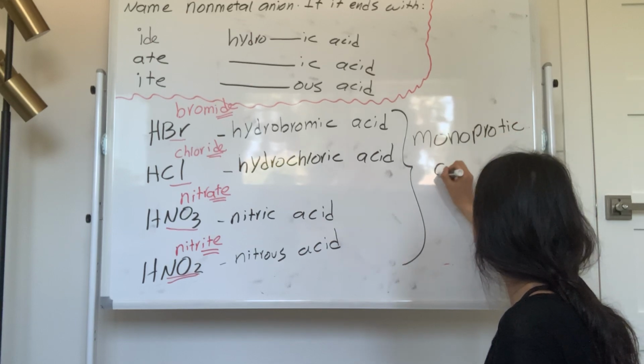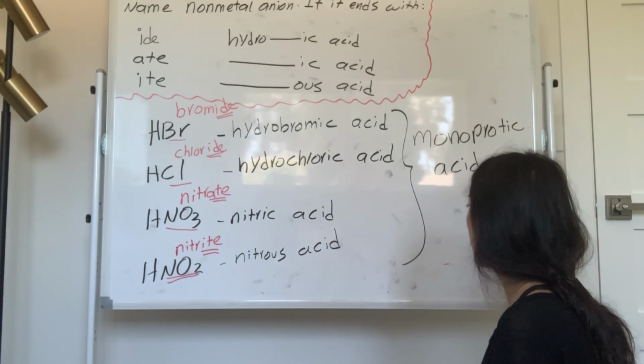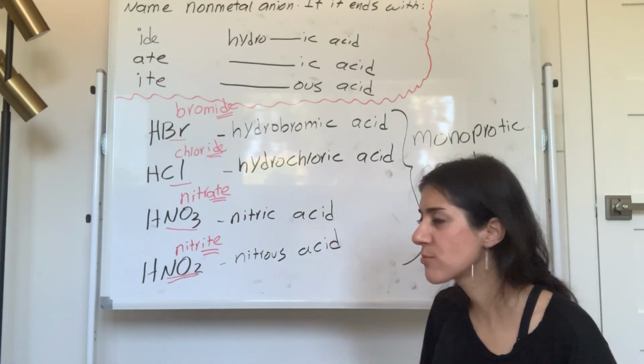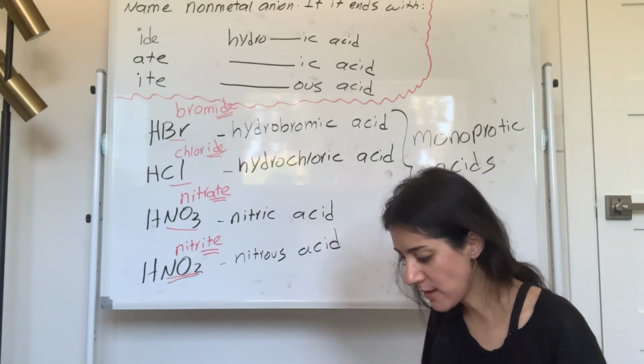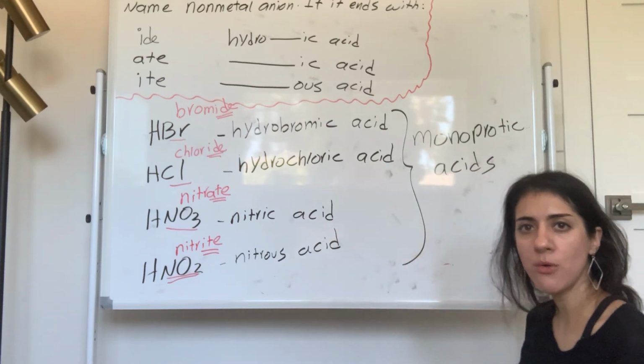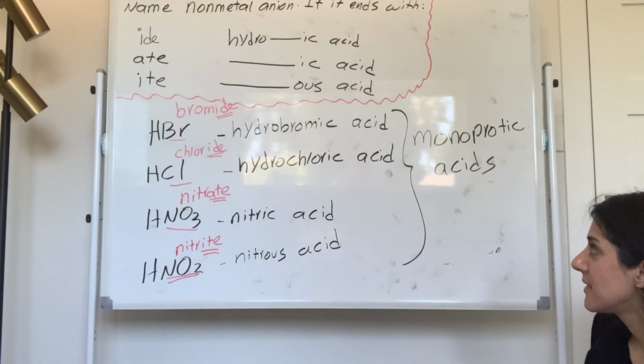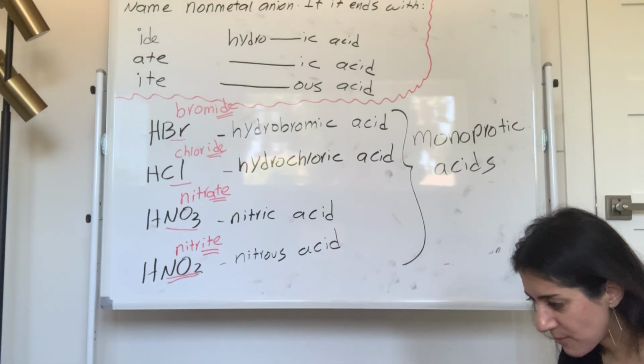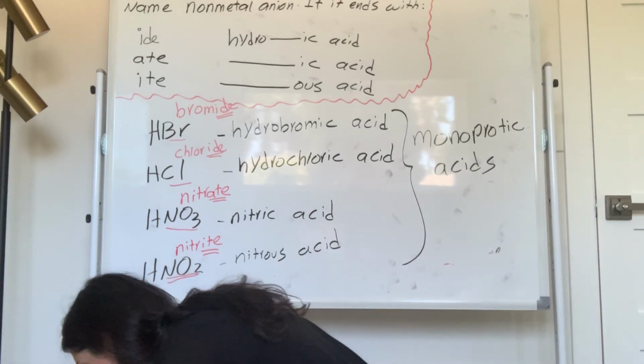Monoprotic acids. Monoprotic acid means they have one proton. Proton means H plus, okay? It has one proton. It is a monoprotic acid. Sounds good? You guys got this down? Okay. Ready to do more practice problems? Let's do more practice problems.